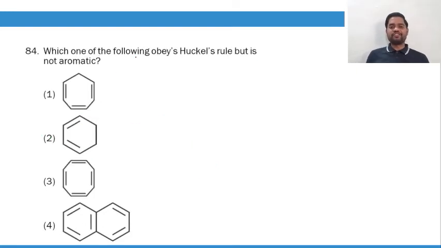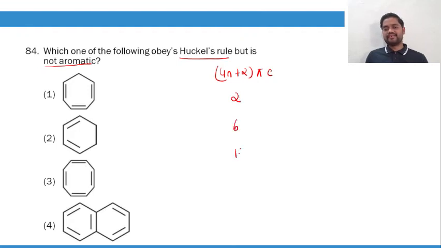84. Which one of the following obeys Huckel's rule but is non-aromatic? Obeys Huckel's rule, and in Huckel's rule we know how many pi electrons should be there? 4n plus 2 pi electrons. That value goes to 2, 6, 10, 14, 18 and so on. Okay, so this is 4 electron, this is 8 electron, and this is 10 electron. So 10 electron follows Huckel's rule and it is aromatic.